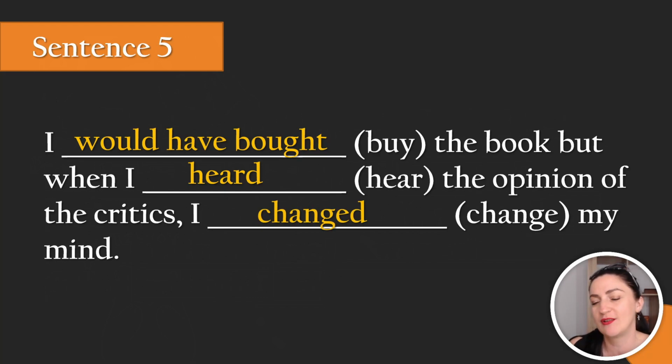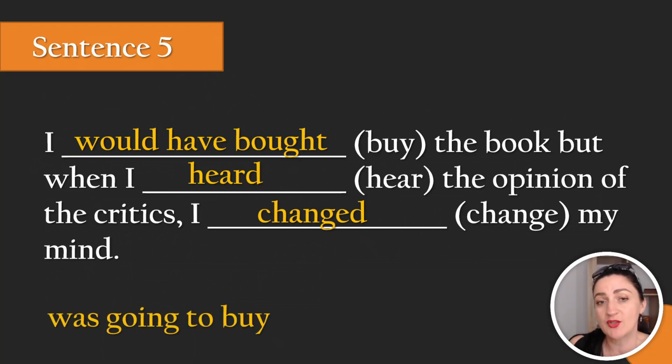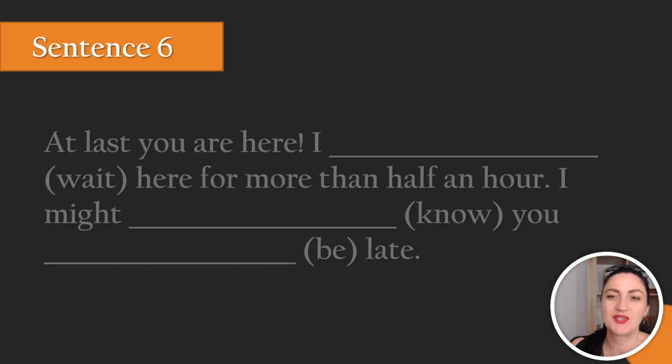It's a chronological past. I would have bought the book, but when I heard the opinion of the critics, I changed my mind. There is also another possibility to express our intention in the past, and that is the past form of the verb going to. So we could say, I was going to buy the book, but when I heard the opinion of the critics, I changed my mind. Let's have a look at sentence number 6.